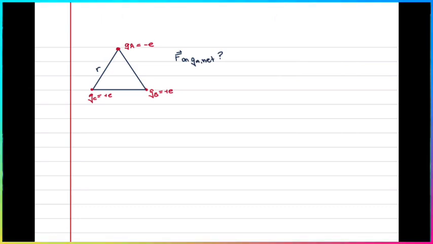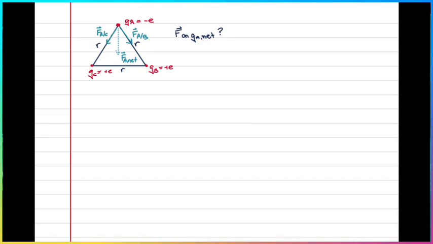I always like to think first by the symmetry of the situation, because again, all these are R. By the symmetry of the situation, I know that QA is going to be pulled in this direction. So that's on A from B. And I know it's also going to be pulled in this direction. That's going to be on A from C. And since the two charges in the lower corners are the same, I might expect by the symmetry of the situation that the net force is perhaps pointing straight down. Let's justify that. Let's compute that.